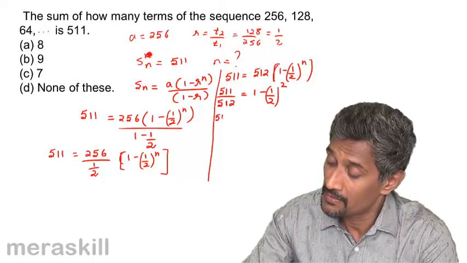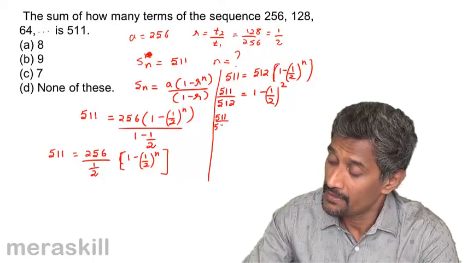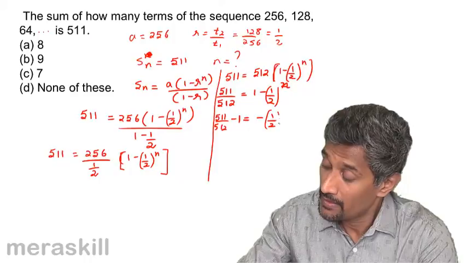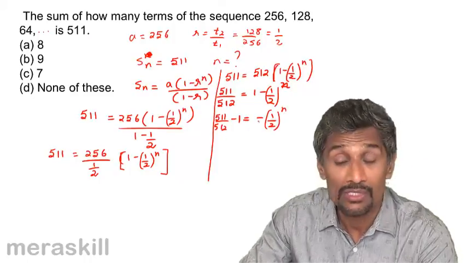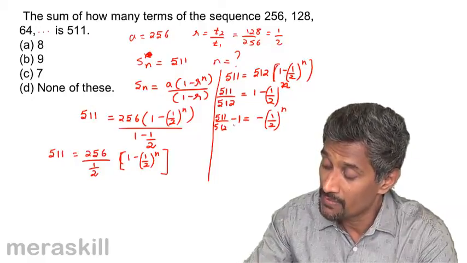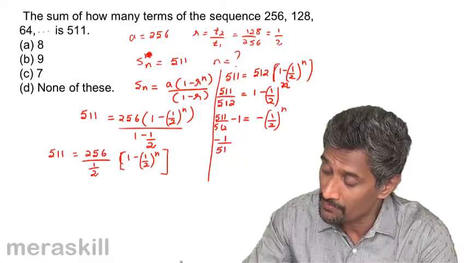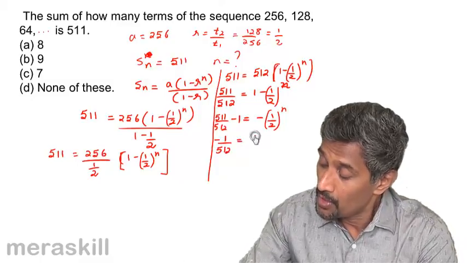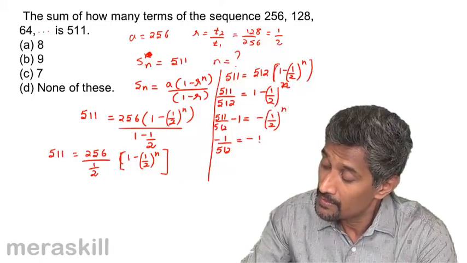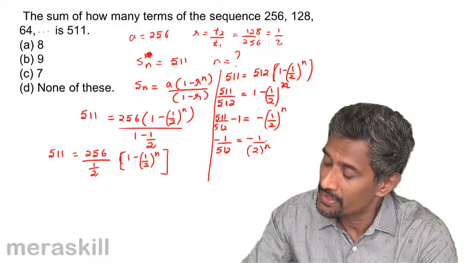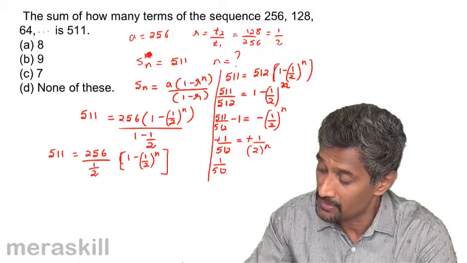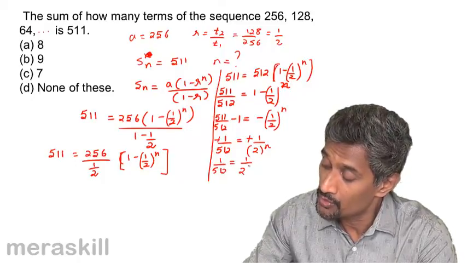So this will turn out to be 511 minus 512 upon 512, which is minus 1 upon 512, is equal to minus half raised to n. Remember, the minus is outside the bracket. It's not minus half the whole raised to n, it's minus of half raised to n. We can write it as 1 upon 2 raised to n itself, because 1 raised to n in any case is 1, and the minus gets cancelled. This will turn out to be 1 upon 512 is equal to 1 upon 2 raised to n.